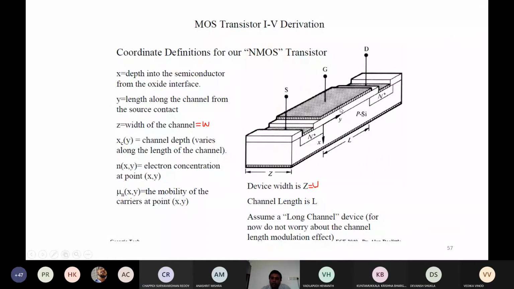As we know, the channel is sometimes wider here, and near the drain it is narrower, meaning the depth of the channel is not equal. So this xc is measured from the metal-semiconductor interface. The p-type semiconductor is the body, or we can say the bulk of the semiconductor. From this, and there is silicon dioxide.